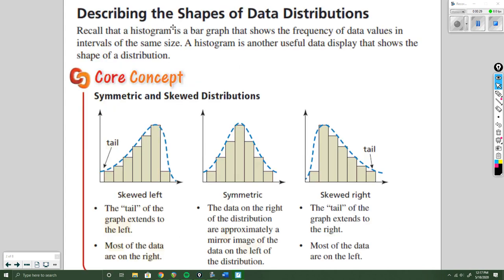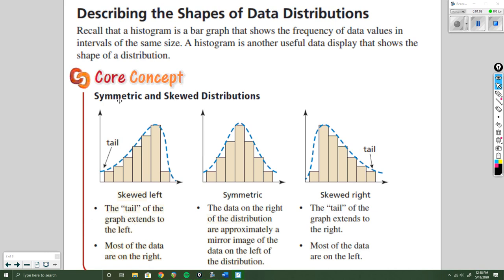All right, so a histogram is a type of bar graph that shows the frequency of data values in intervals of the same size, which makes it really good to show the distribution in the data set. When we're talking about shapes of distributions, mainly we want to know, is it symmetric or is it skewed? And if it's skewed, which way is it skewed? Is it skewed to the left or to the right?